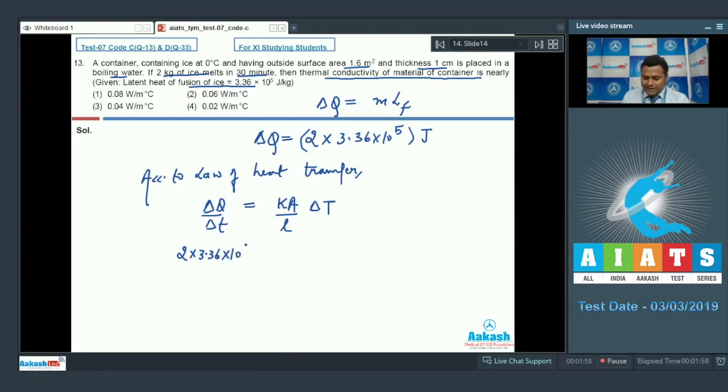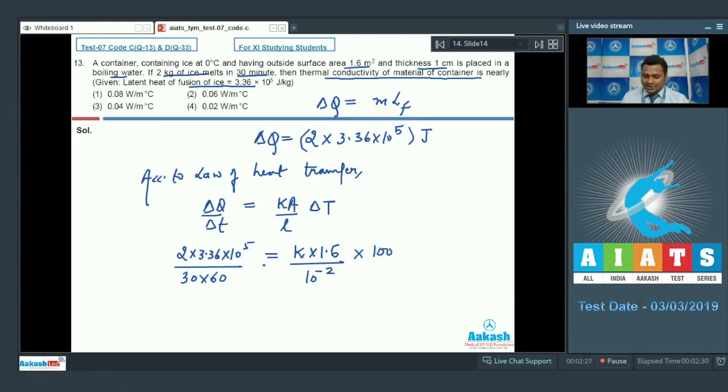into 10 to the power 5 divided by the time taken in this process, which is 30 minutes. Let's convert it in seconds. That will be 30 into 60 equals K. We have to calculate. Area is given 1.6 divided by 1 centimeter is thickness, or you can say length. Let's write it in meters. So 10 power minus 2 multiplied by the temperature difference, that is 100 in this case.